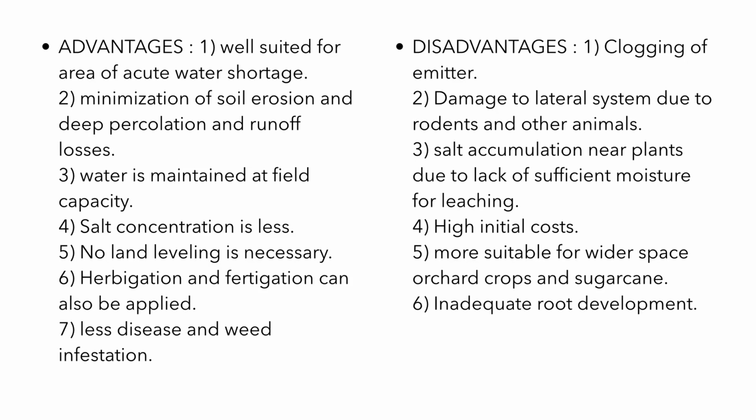The last is inadequate root development. If we provide water to the soil, compactness will reduce, which helps the development of plant roots. But in this system we provide water in droplet form, so there will not be an adequate amount of moisture in soil, so root development is less as compared to other irrigation systems.